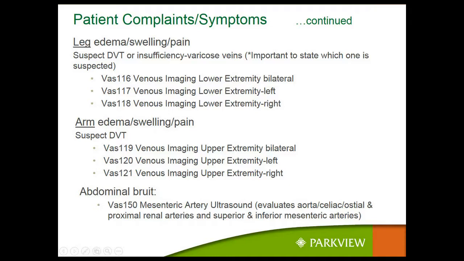Abdominal bruit, that's VAS 150, mesenteric artery ultrasound. We evaluate the aorta, the celiac, the ostial and proximal renal arteries, and the superior and inferior mesenteric arteries. A bruit is an abnormal noise in an artery, and if there's a bruit in the belly, it could be any one of those arteries. So the best thing to order is a mesenteric, so we can evaluate all of those areas and see where that bruit is coming from.